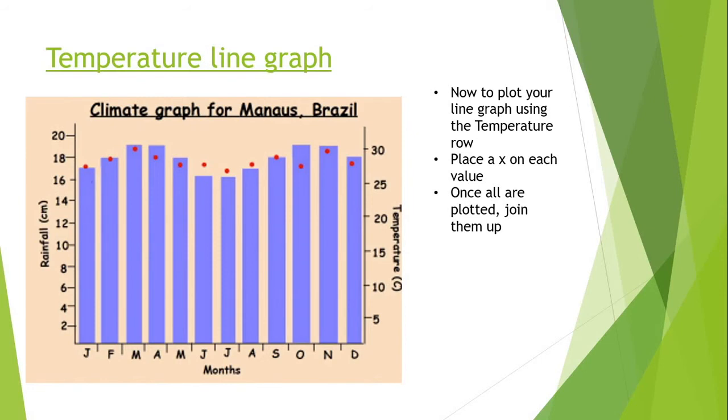Okay, so by now you should have your bars and you should have your red line graph. You also need your labels on each side: temperature in degrees, rainfall in centimeters, months at the bottom. Your title will be at the top: Climate Graph for Manaus in Brazil. And you should have a key at the top right saying temperature in the color red, precipitation in the color blue.